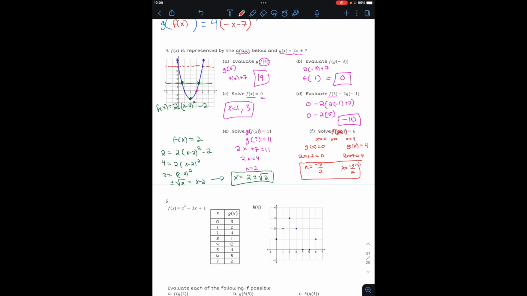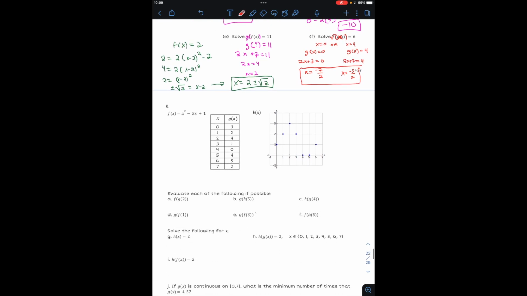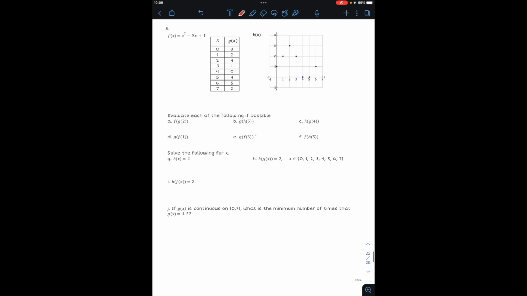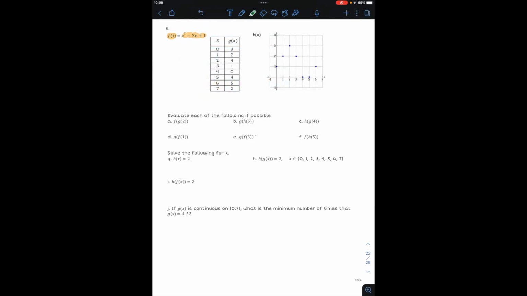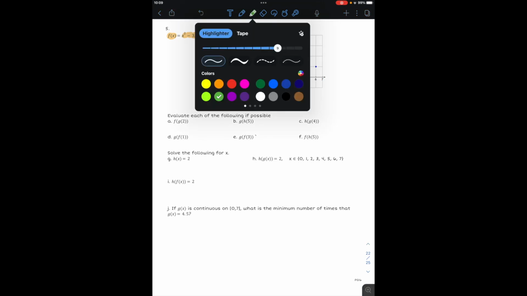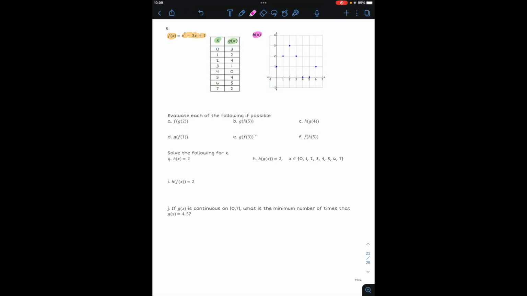Moving right along, we can go to number 5. So in number 5, we are given a function f of x by an equation. We are given a function g of x from a table, and a function h of x by this graph. So we're going to have to compare different representations. It says evaluate each of the following as possible. So our first one, f of g of 2.